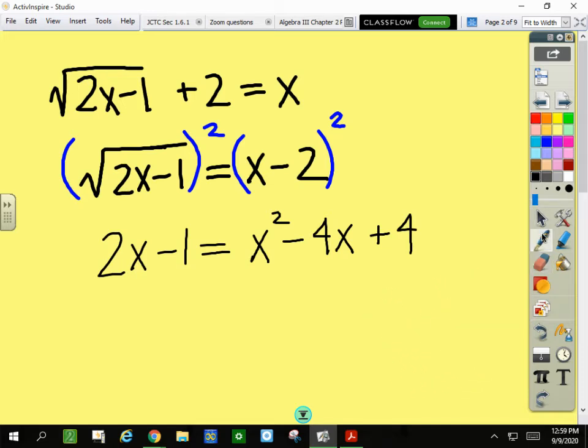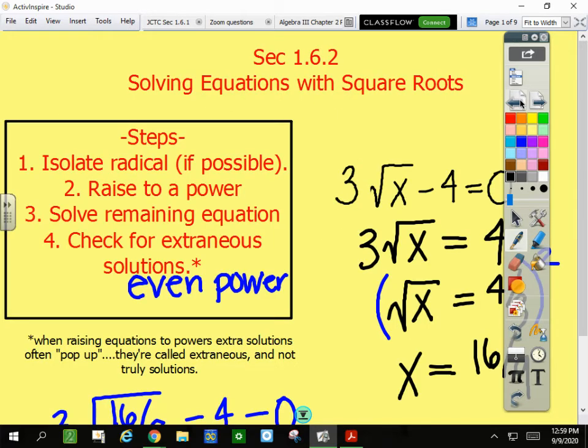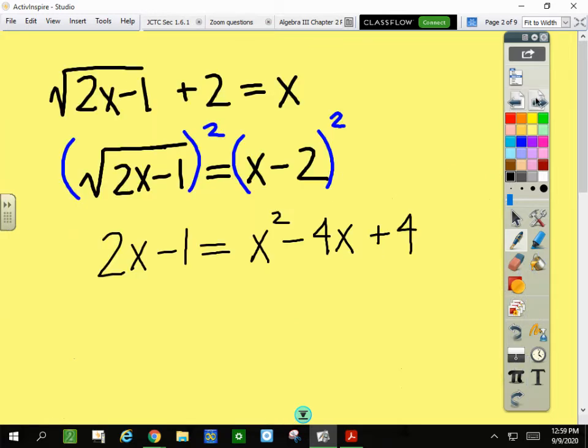So now this is quadratic. So remember, the next step is solve the resulting equation. While on the last problem the equation was pretty simple, I mean, there wasn't anything to do because it was just an x. On this one, it's quadratic. So we did this last week though.